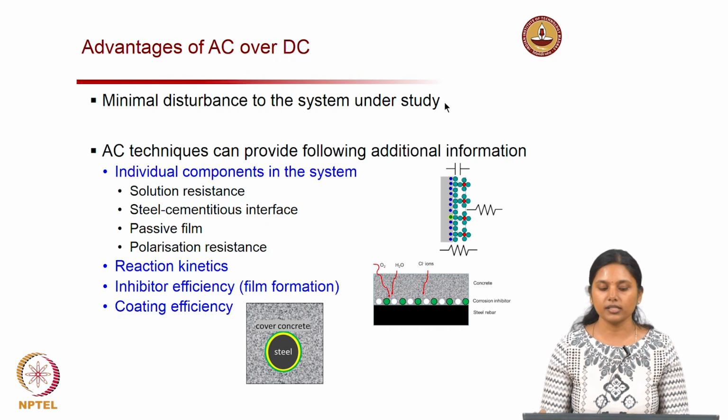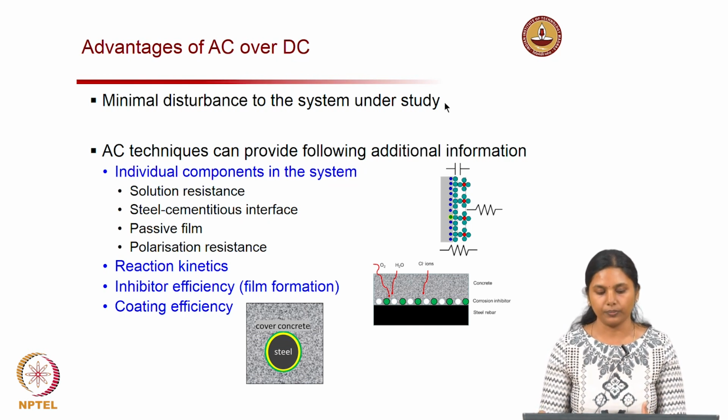So, when we apply an AC voltage over a DC voltage, there are several advantages. The first advantage is there is a minimal disturbance to the system. Then with the help of DC voltage, we will learn only the resistance of the system. But when we apply an AC technique, we will be able to identify the individual components of the system.